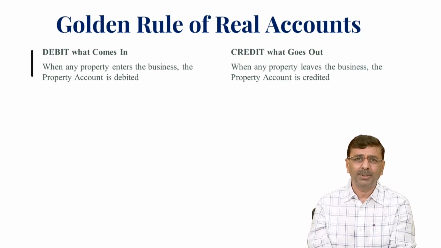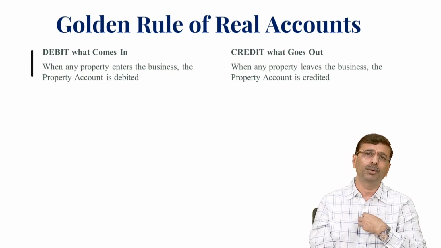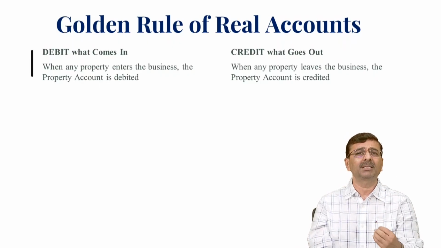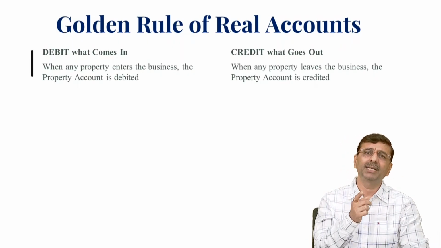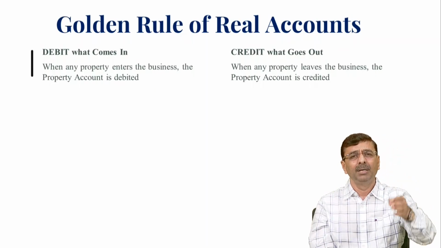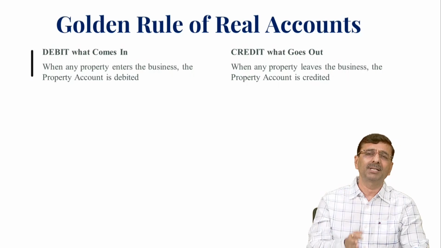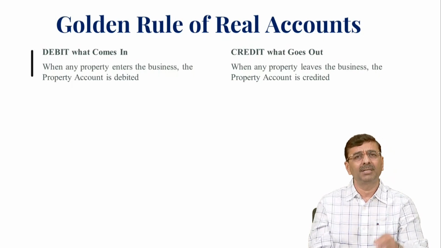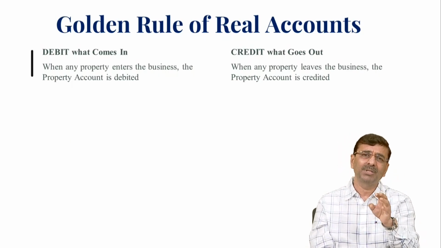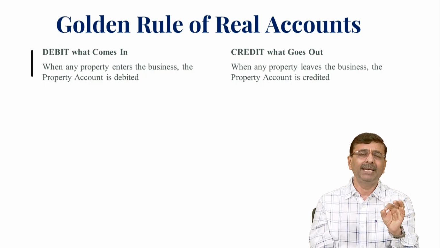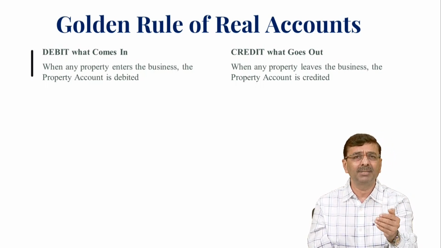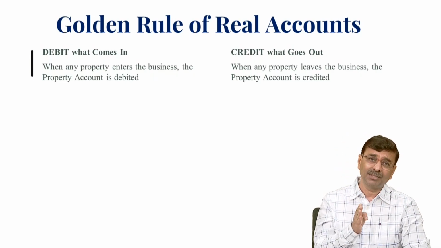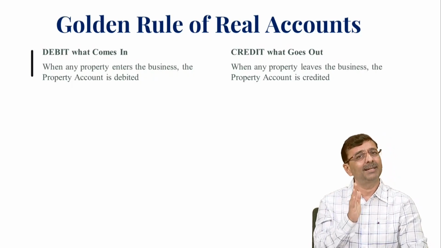If you take an example from your side, suppose I'm starting my business and I brought machinery into the business. So what comes in? Machinery comes in, so the machinery account is debit. In your case also, if you are going to do a business and you purchase land, land comes in. So land is debit. Any asset that comes into the business to start your business is debit. And any asset which goes out is considered a credit.